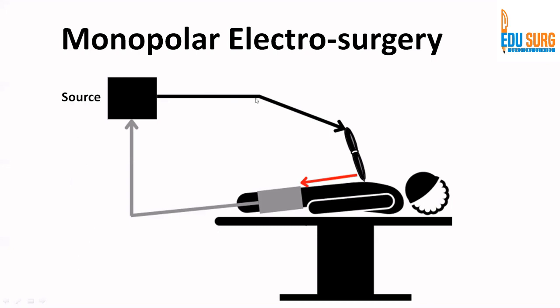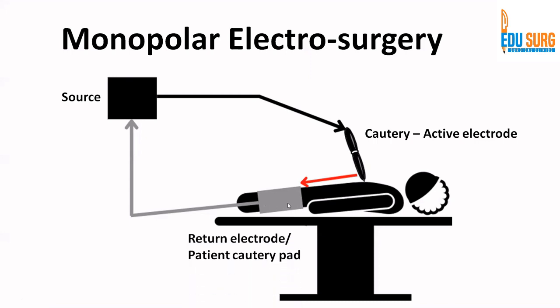From this source, the electricity travels through this wire into this cautery or active electrode. So technically it is this pen-like thing that we call cautery or bovie, in relation to the name of the person who found it. So cautery is the active electrode. Then from this active electrode, see this is a monopolar, so there is only one pole of active electrode. So the patient has to be applied with a patient cautery pad, right? Or a return electrode in technical terms.